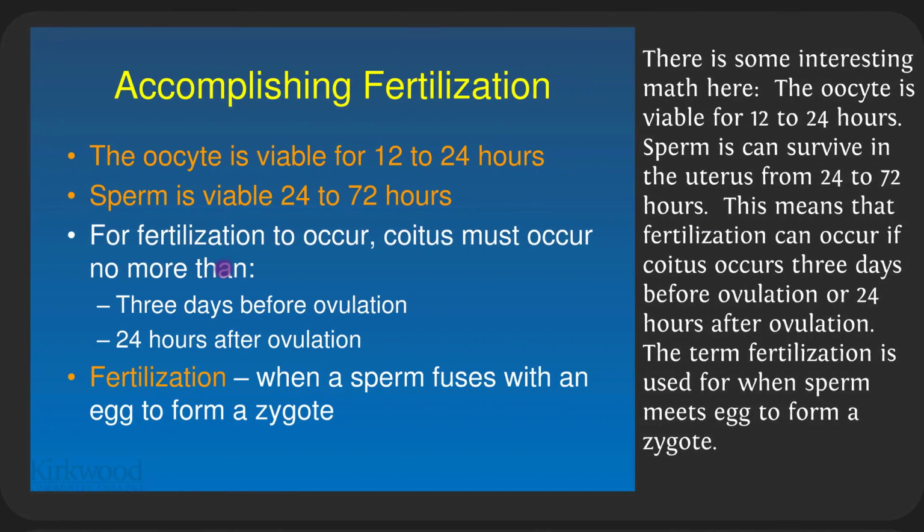There's some interesting math here. The oocyte is viable for 12 to 24 hours. Sperm can survive in the uterus from 24 to 72 hours. This means that fertilization can occur if coitus occurs, or sex occurs, 3 days before ovulation or 24 hours after ovulation. The term fertilization is used for when sperm meets egg to form a zygote.